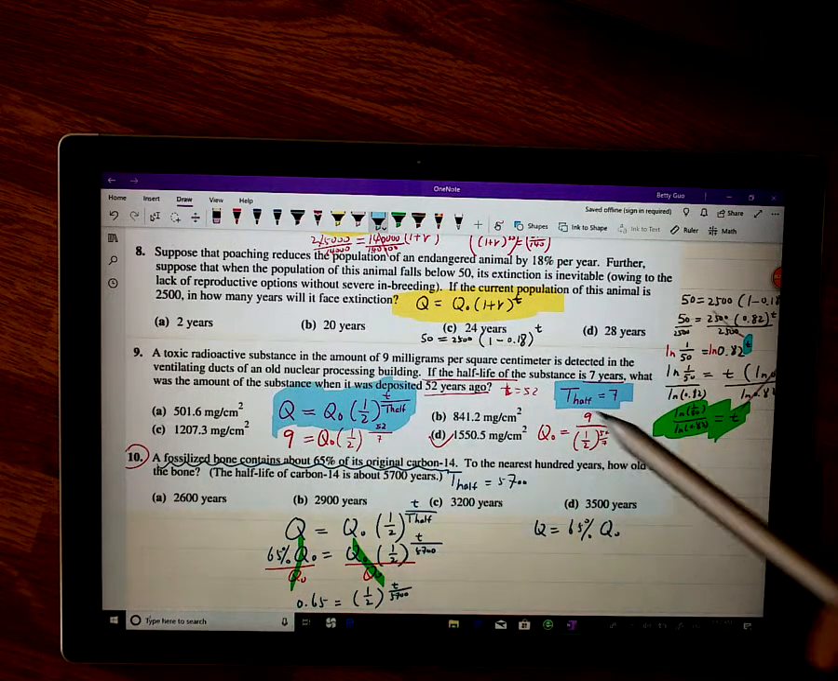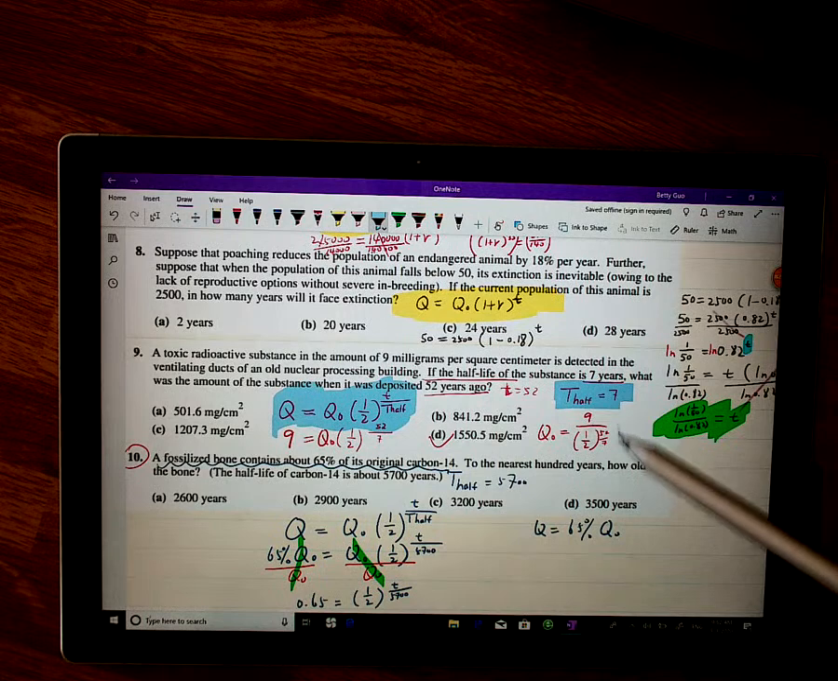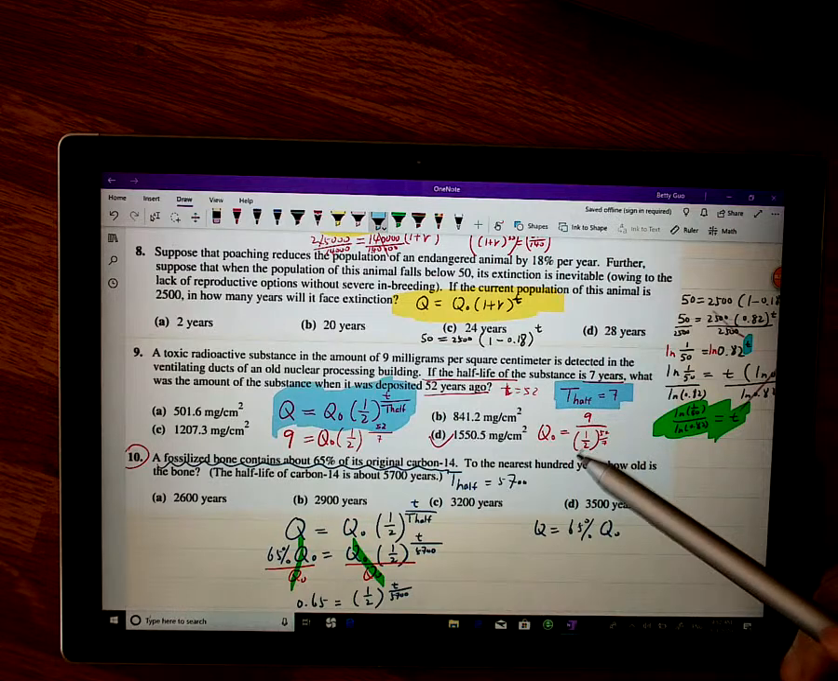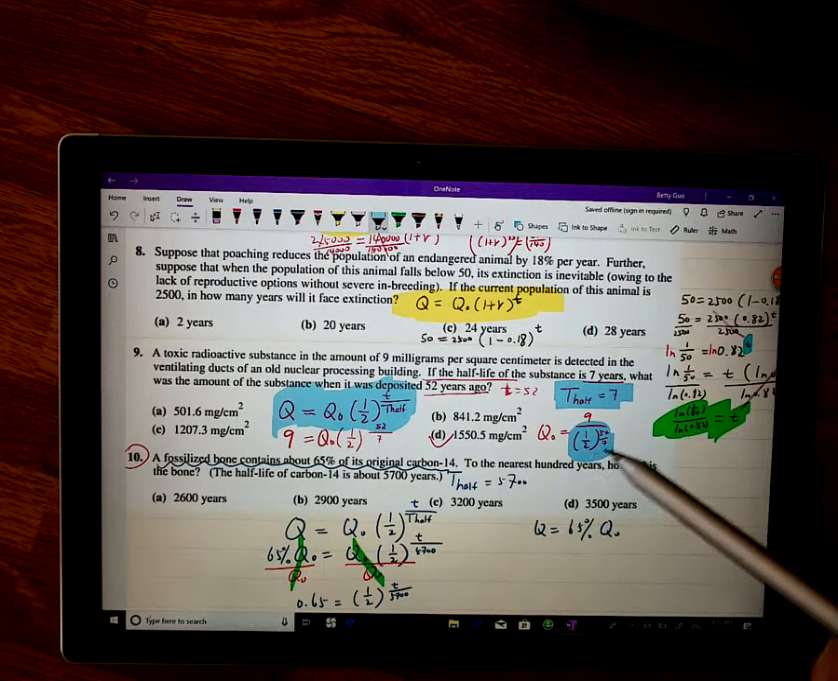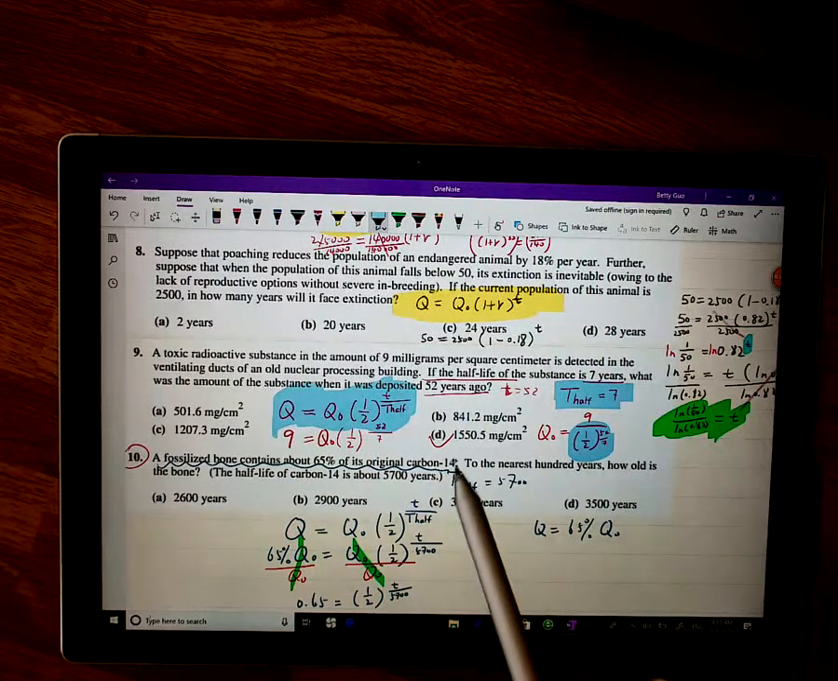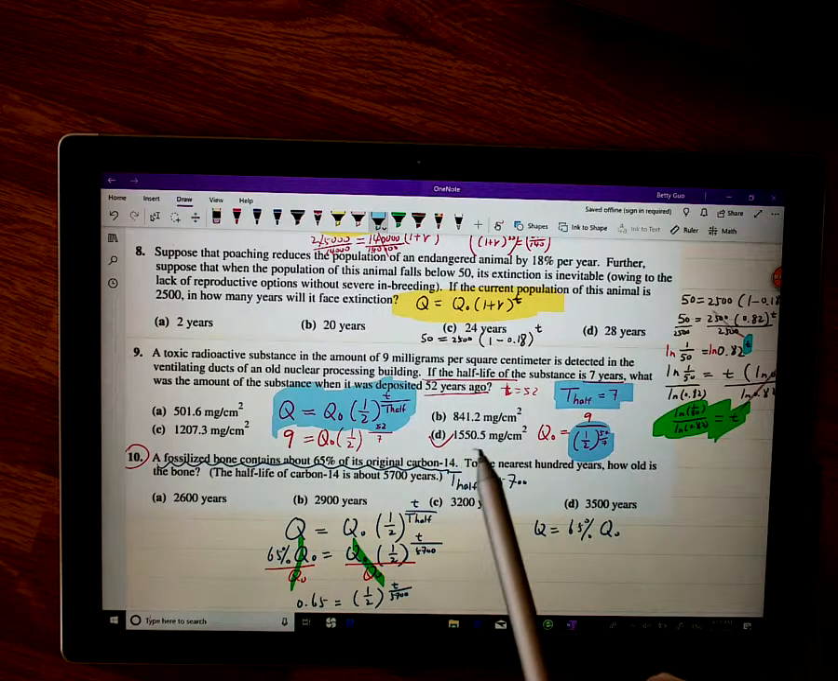So the formula actually is here. You use 9 divided by, I would recommend that you find this value first. Half to the power of 52 over 7. Turns out, 52 years ago, the amount of substance is about 1550.5.